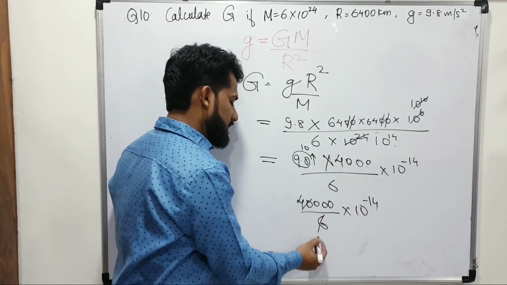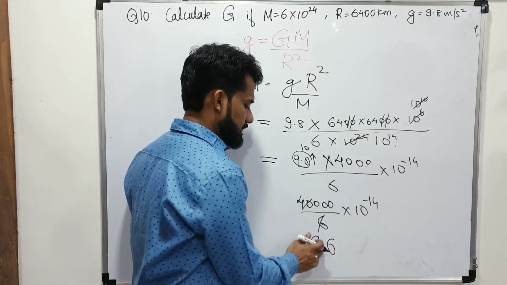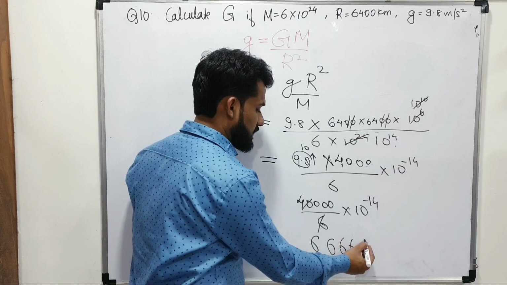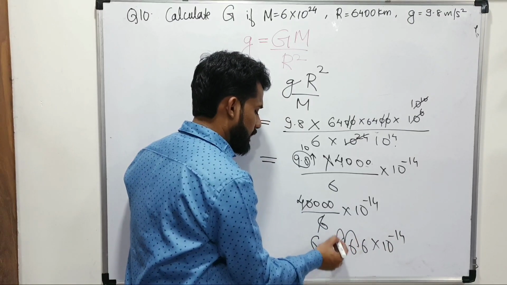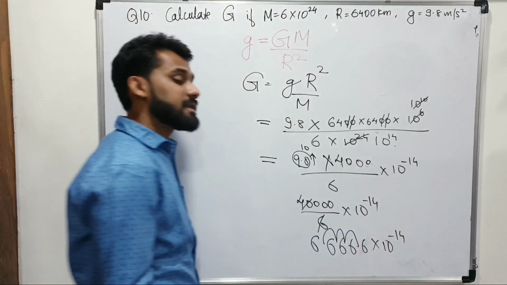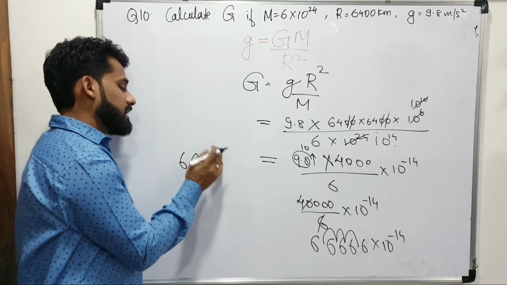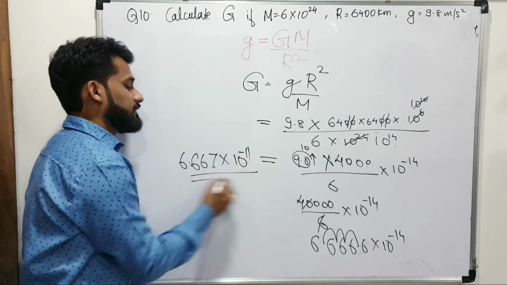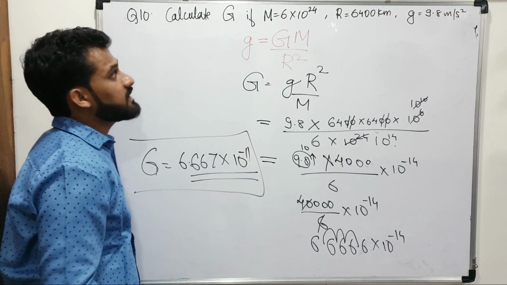In the table of 6, 6 is 36, 4 is left, 6666.6 into 10 raised to minus 14, and if you shift 1, 2 and 3 zeros, this will become 10 raised to minus 11. So the answer comes out to be 6.667, because it was recurring, into 10 raised to minus 11, and we know the value of G is exactly the same. So this is the answer for question number 10.